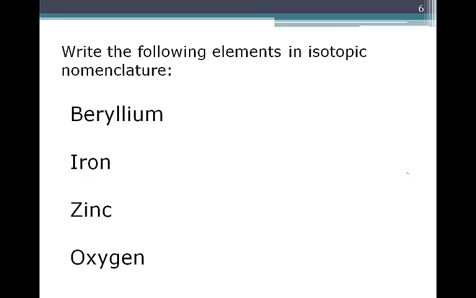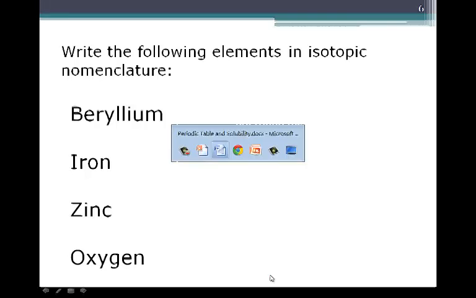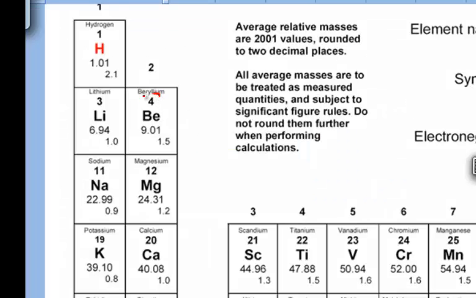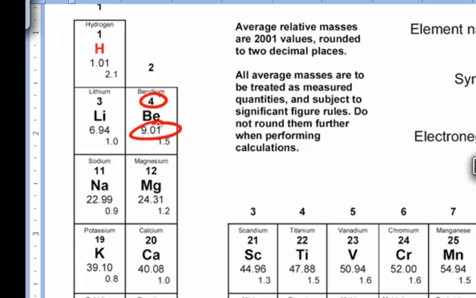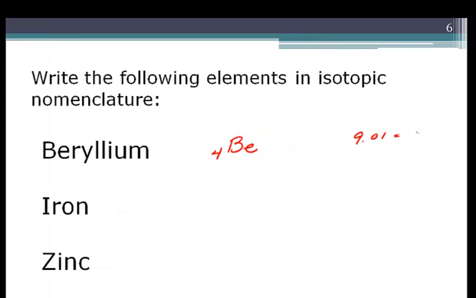So let's write the following elements in isotopic nomenclature. So if we take a look at beryllium, beryllium has an atomic number of 4 and an atomic mass of 9.01. So we write our symbol for beryllium, Be. The atomic number 4 goes on the bottom, and our atomic mass, 9.01, rounded to the nearest whole number, is 9. So it's 9 over 4 Be.